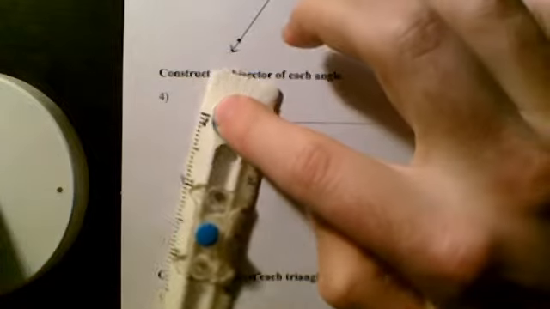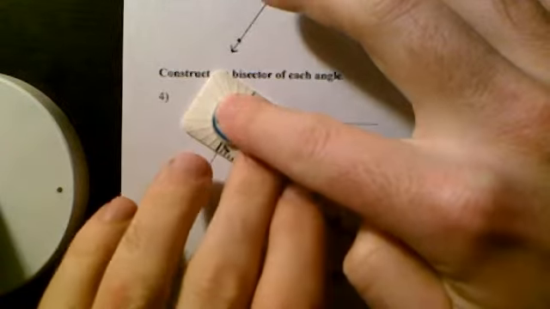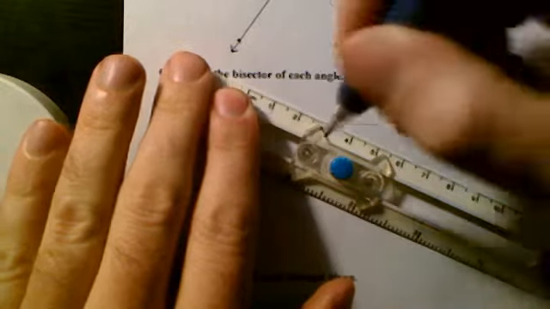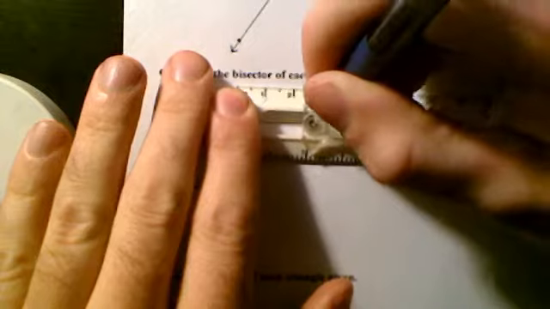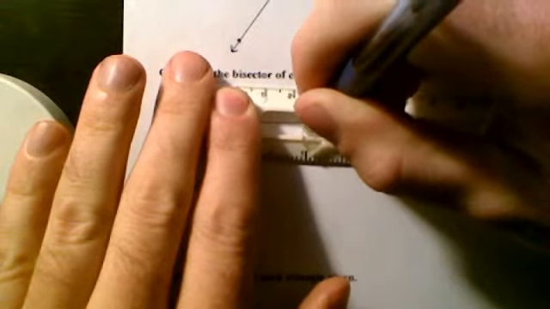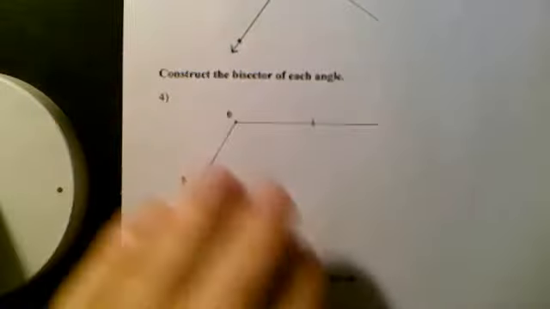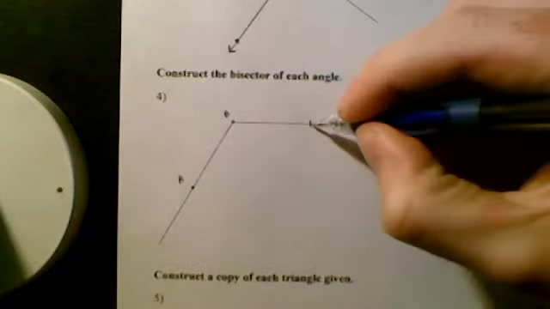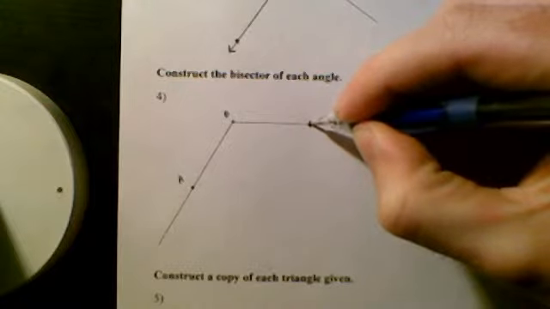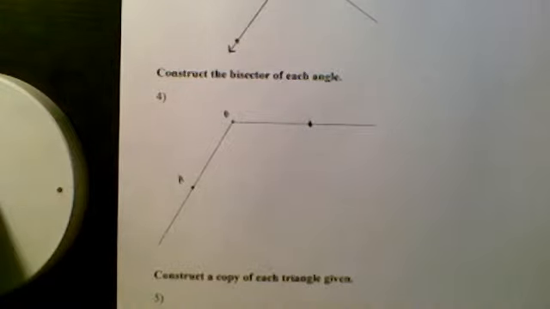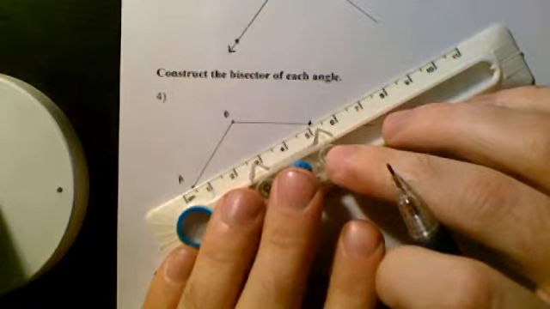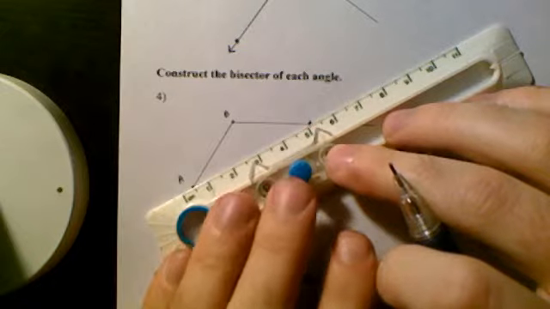Okay, so I have that distance locked in. I'm going to go ahead and swing it. I'm going to make a mark on the other ray. There we go. Where that arc intersects that ray, I'm going to make a point, and now I'm going to use my straight edge to draw a segment between A and that new point that I constructed.